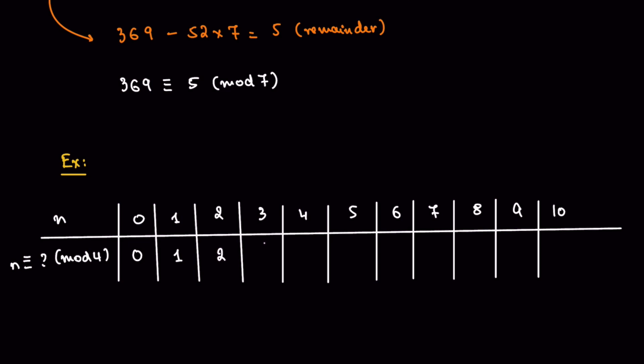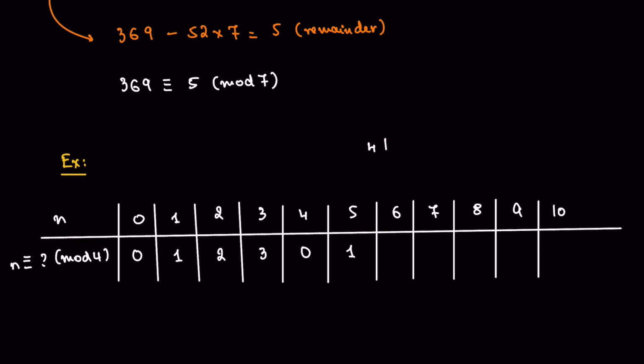Similarly, the remainder of 3 over 4 is going to be 3. So 4 divided by 4 is going to be equal to 1. The remainder is equal to 0. 5 divided by 4 is equal to 1 for the integer quotient, and the remainder is 1. 6 divided by 4 is equal to 1 for the integer quotient, and the remainder is going to be 2. Right? You can carry out the simple calculations if you want to.